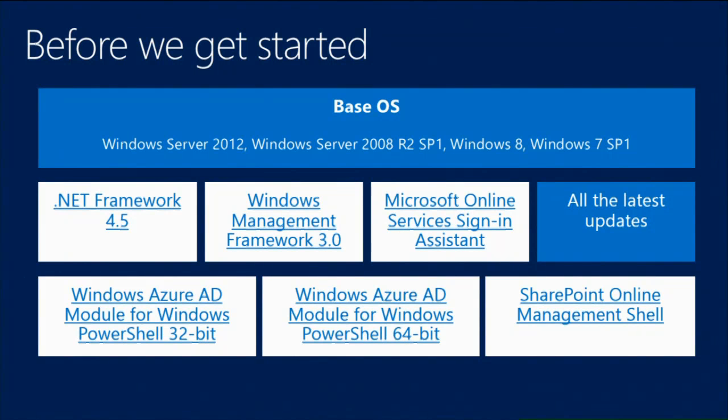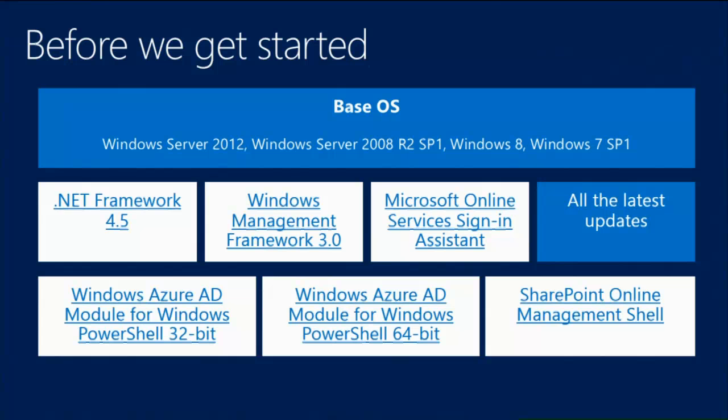Or you've got to do some manual labor. But your base OS needs to be in place. Next to that, you'll need your .NET Framework 4.5 for Windows 7. You'll need your Windows Management Framework 3.0, and you'll need your Microsoft Online Services Sign-In Assistant. The Online Services Sign-In Assistant makes sure you get signed into the environment. This setup is especially necessary if you're on Windows 7.